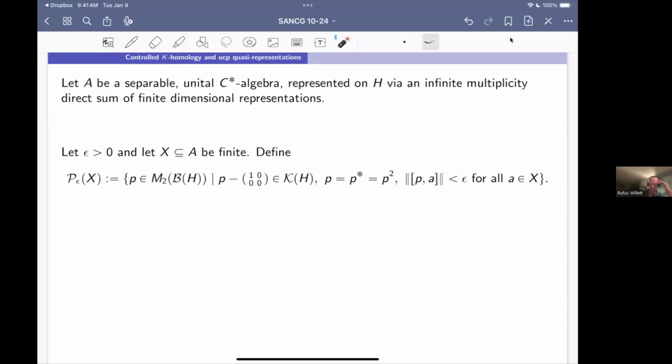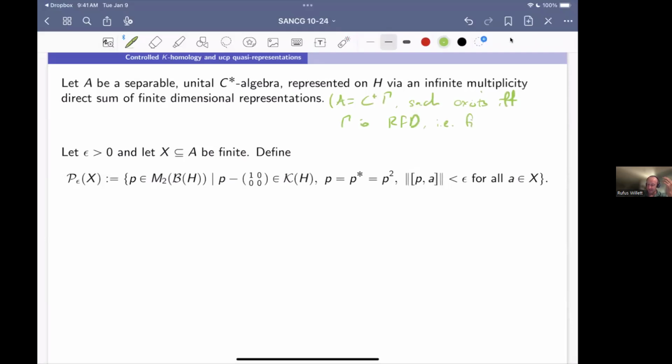Sorry, may I bother you again? The condition on the separable unital C-star algebra, in the case when the algebra is the C-star algebra of a group, does it correspond with some property of the group, like being sofic or whatever? Yeah, it's related to that. So if A is C-star of gamma, such a representation exists if and only if gamma is, well, it's called RFD, which stands for residually finite dimensional.